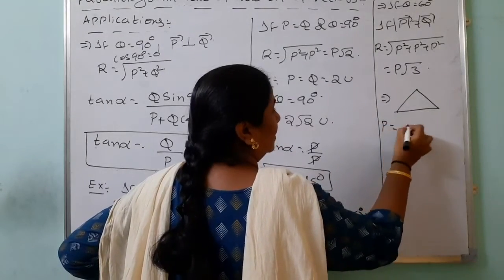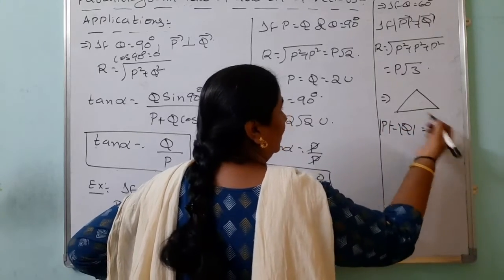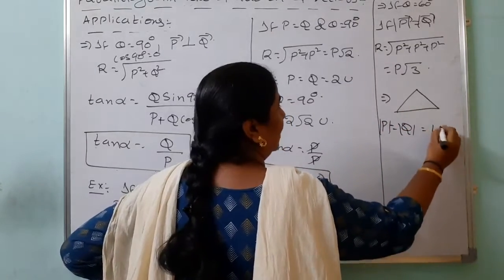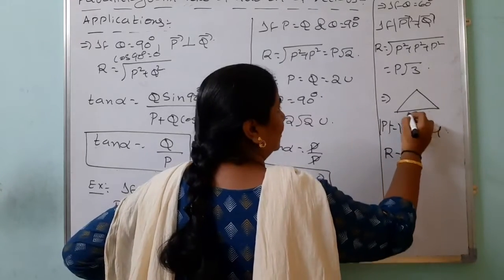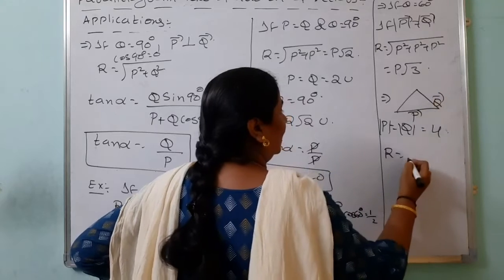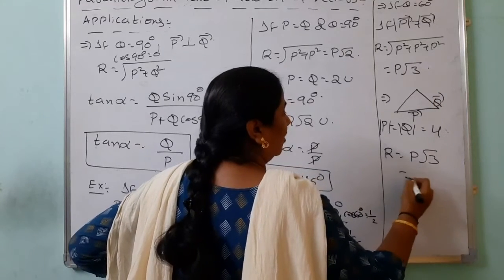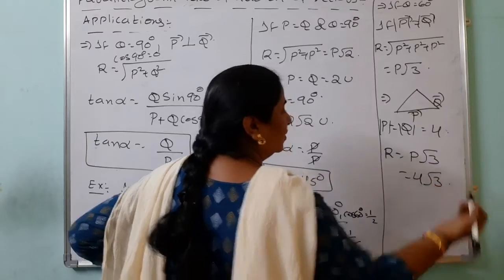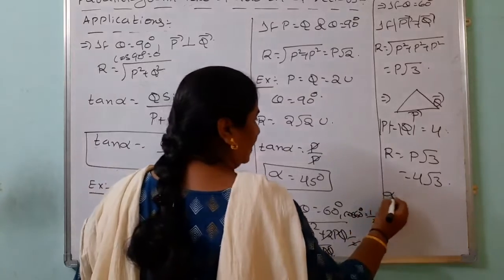Two vectors they are giving, both having the same magnitude, 3 units or 4 units. Then how to find out the resultant in this case? Resultant of this one is P root 3. P value how much? Answer is 4 root 3. Like that, how to find out the direction in this case?